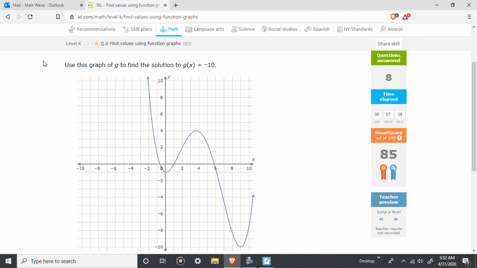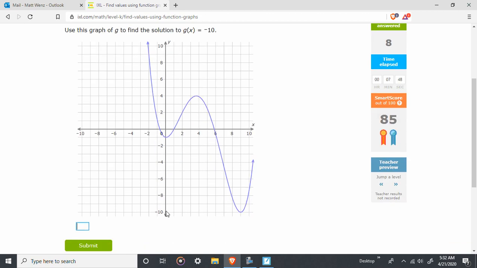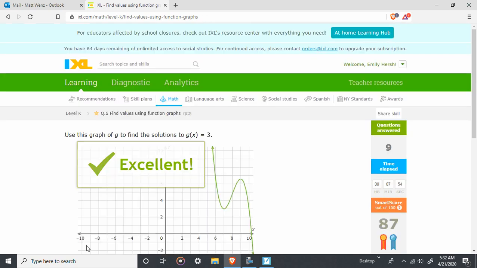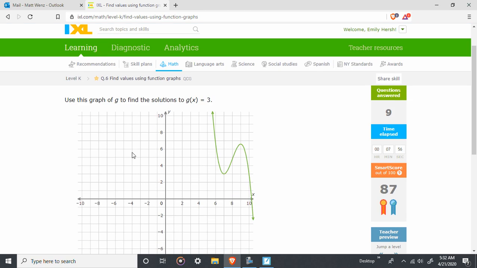Again, use this graph of g to find the solution of g of x equals negative 10. Remember, when we see g of x, that means when does y equal what? This is y. So when does y equal negative 10? Y is equal to negative 10 right here, right? When x is equal to 9. They're okay with 9. I would really rather see x is equal to 9, but whatever.